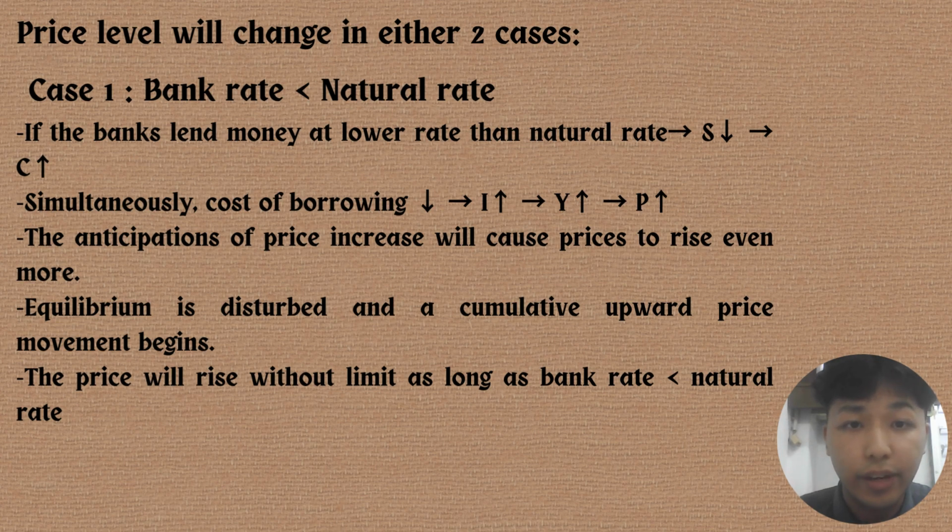Case one is when the bank rate is lower than the natural rate. If the bank lends money at a lower rate than the natural rate, this will lead to savings decreasing and consumption increasing simultaneously. The cost of borrowing will decrease, investment will increase, income will increase, and prices will increase. The anticipation of price increases will cause prices to rise even more. The equilibrium is disturbed, and cumulative upward price movement means prices will rise without limit as long as the bank rate is lower than the natural rate.